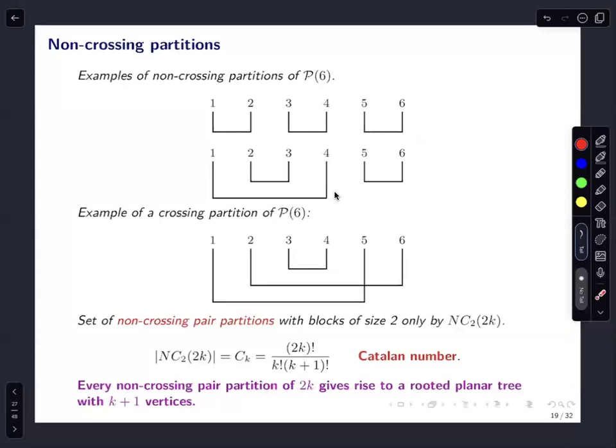And it's classically well known that if you take 1 up to 2k and you are just looking at pair partitions, so pair partitions means each block is of exactly size 2, just like these pictures, then the number of non-crossing partitions is given by the Catalan numbers, C_k. Another interesting fact is that every non-crossing pair partition of 2k gives rise to a rooted planar tree with k plus 1 vertices. So this is a fact I will use.